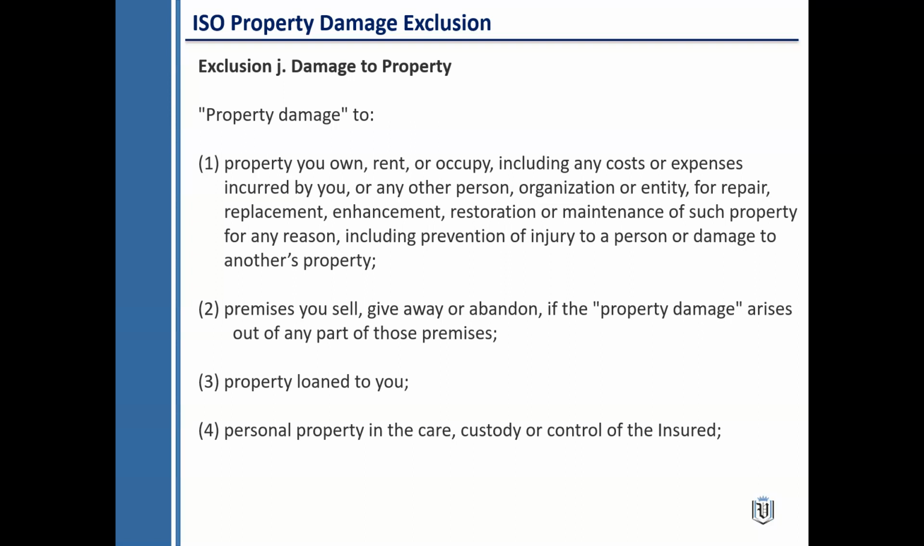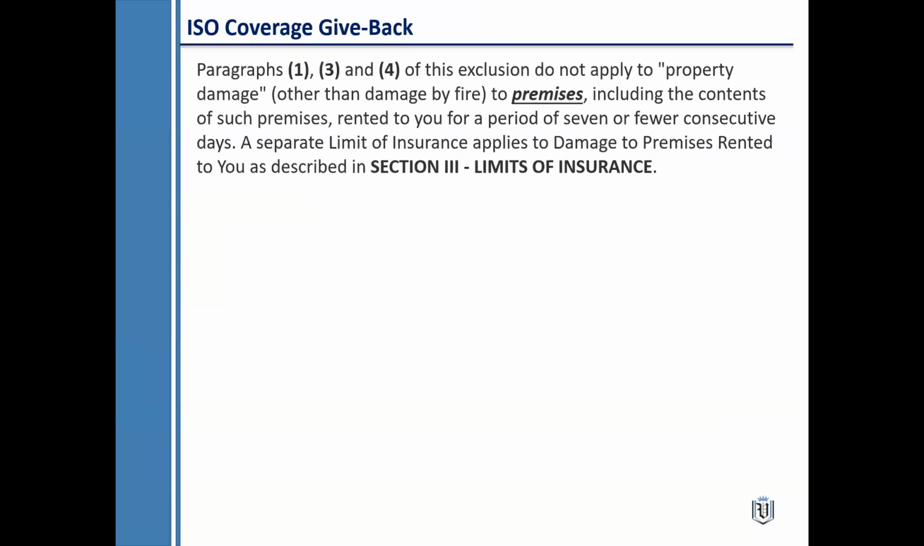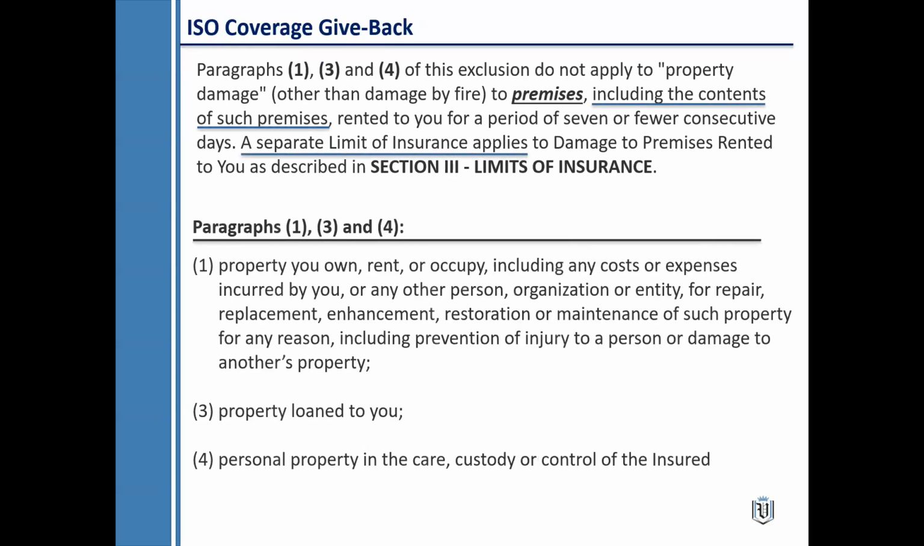So that's the exclusions. Now the insurance company is going to give some coverage back, and that's where we get into the damage to rented premises. Here, I'm just going to highlight this. Paragraphs 1, 3, and 4, which we went through. So we're saying this exclusion does not apply to property damage to premises, including its contents, rented for a period of 7 or fewer consecutive days.